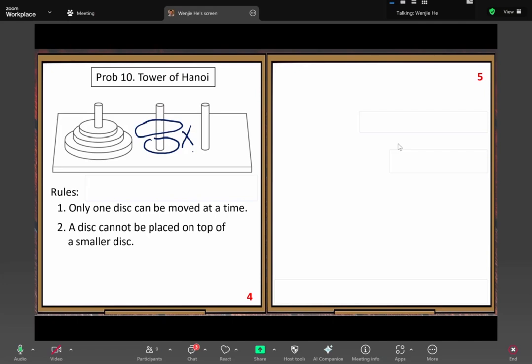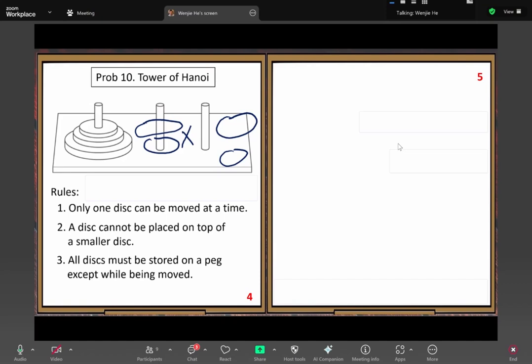Rule number 3: all disks must be stored on a peg except while being moved. Why? Because you cannot put any disk on the table. In other words, you are not allowed to use the table as temporary storage, because in that way you would have more room to do the manipulations. So you always need to place any disk on one of the 3 pegs.